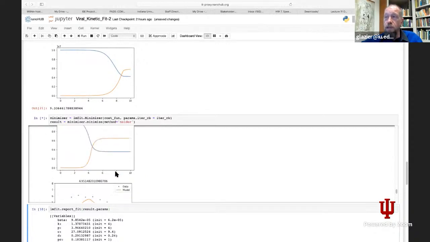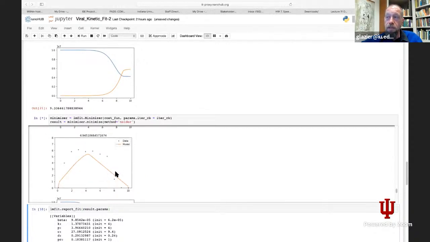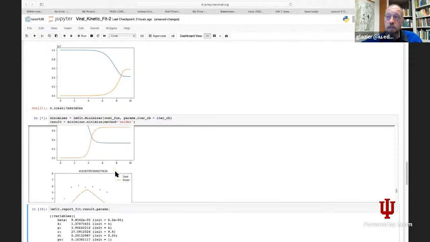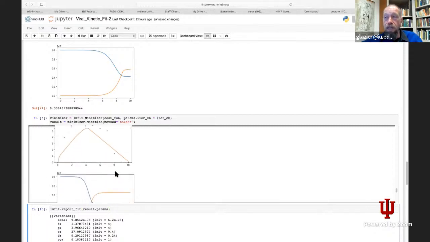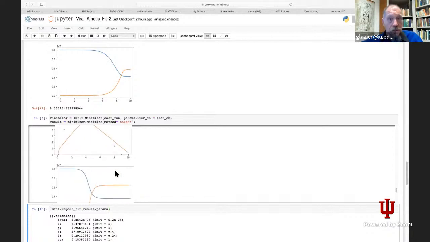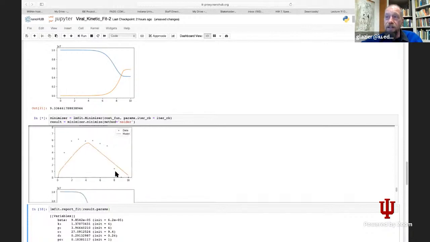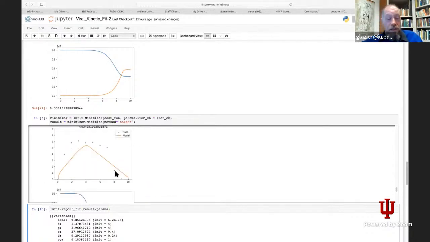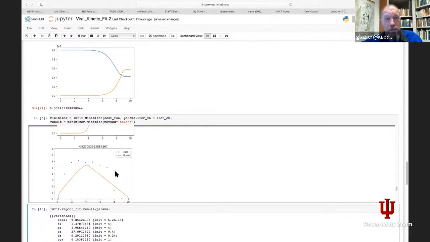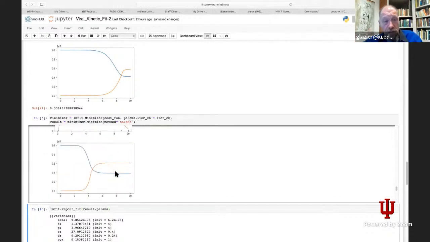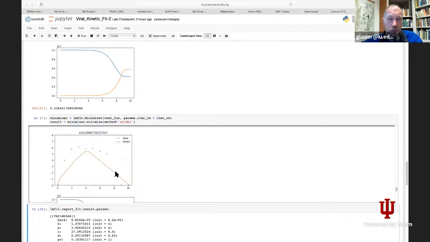So yeah, that's about what I got, which is it's able to keep the number of dead cells limited. And it's not doing a totally catastrophic job of matching the virus. It's going up, it gets the maximum right, and then it goes down about the right time, but it's not able to fit the shape of the viral load.